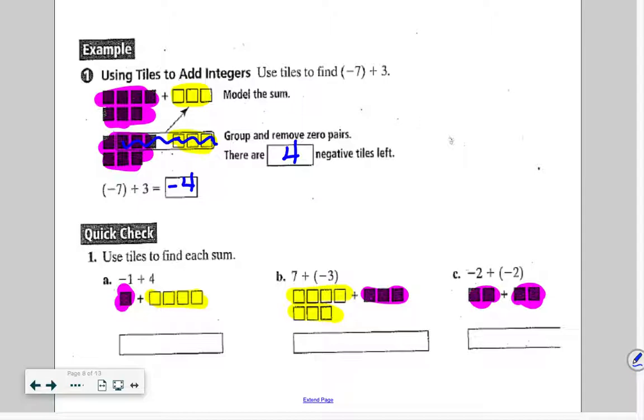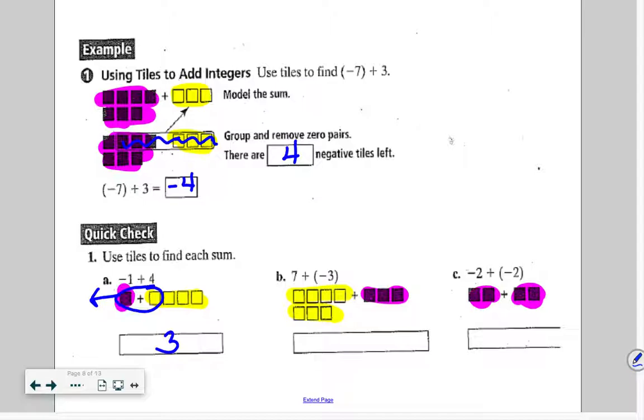Down here, using the tiles to find each sum. Take one negative and partner it with one positive to remove those. Circle your one negative and one positive to remove them. What are you left with? You're left with 3 positives for an answer. One's negative, one's positive, subtract them. 4 minus 1 is 3. Which is bigger, 4 or 1? 4, and it's positive, so your answer is also positive.